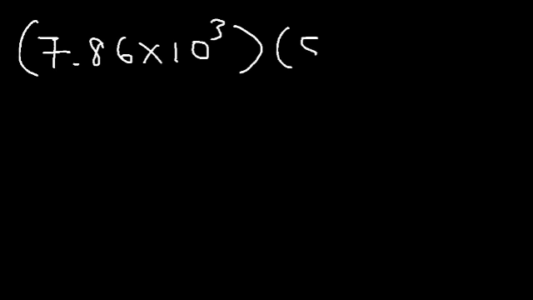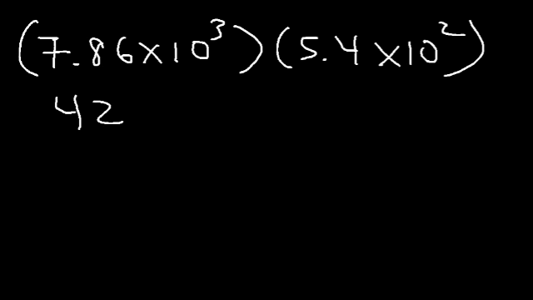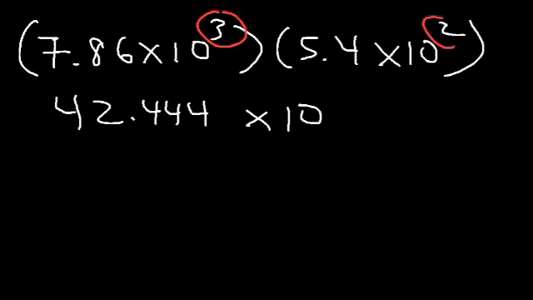Consider this example. 7.86 times 10 to the 3 multiplied by 5.4 times 10 to the 2. So 7.86 times 5.4, that's 42.444. And if you add 3 and 2, you're going to get 5. Now notice that this number is not in proper scientific notation. So we need to move the decimal point 1 unit to the left. Whenever you move it to the left, the exponent is going to increase by 1. So it's going to increase to 6.